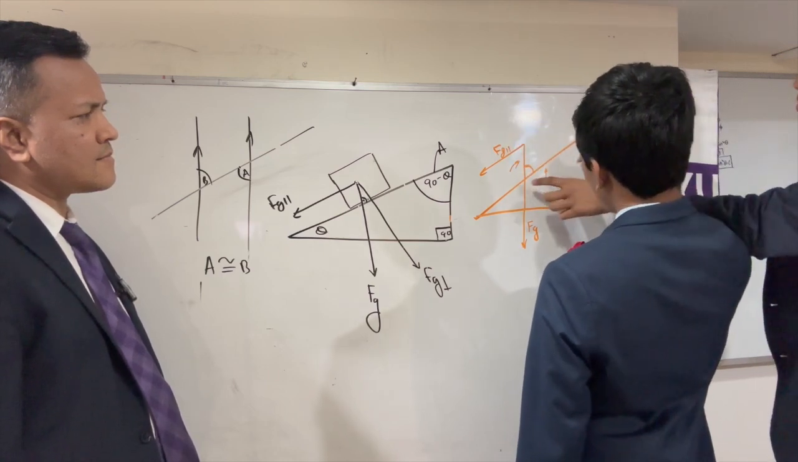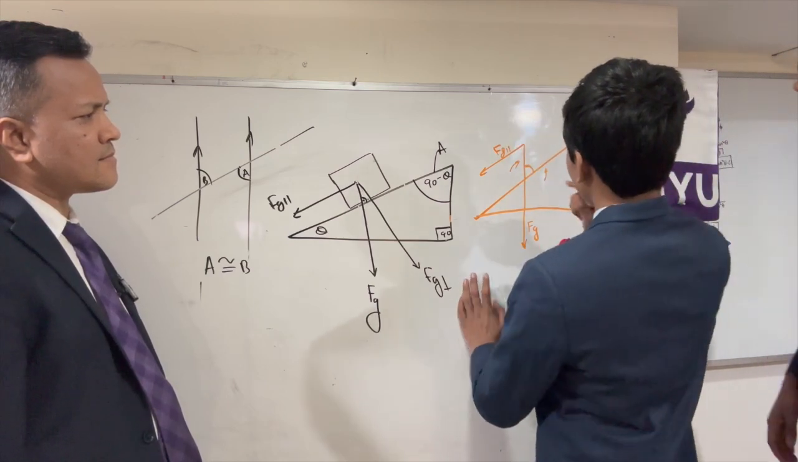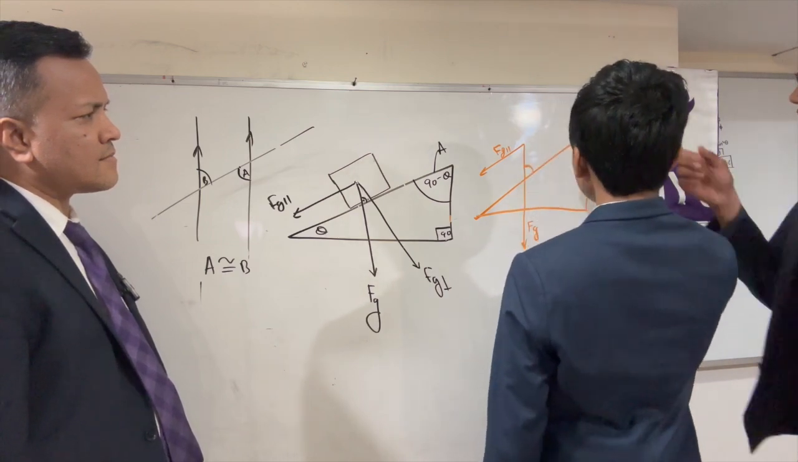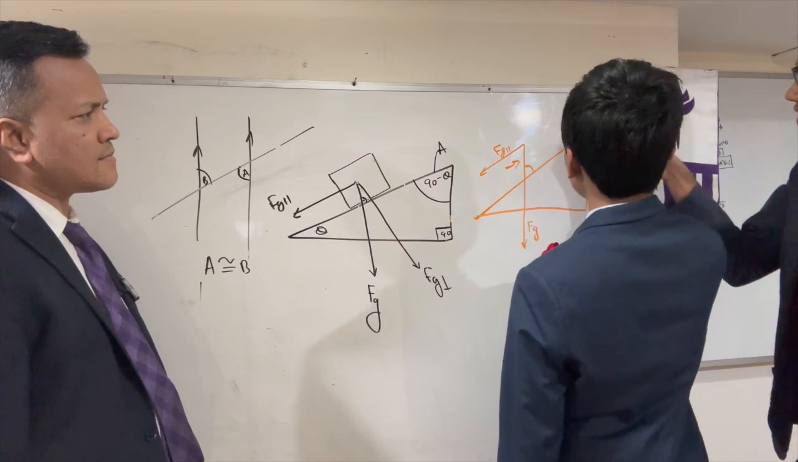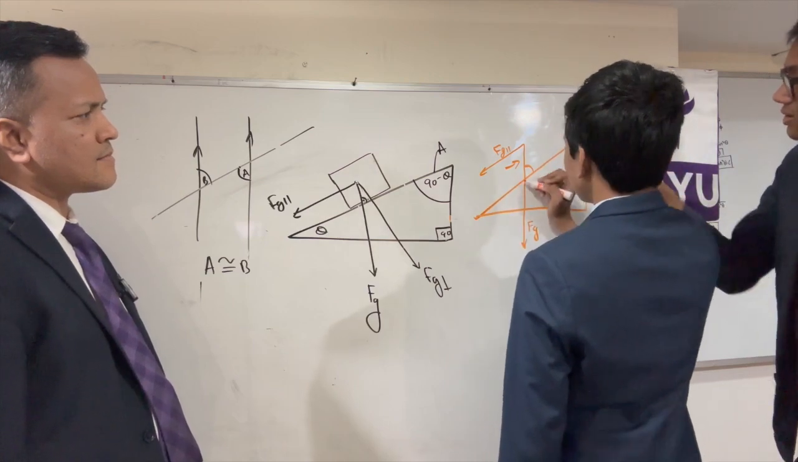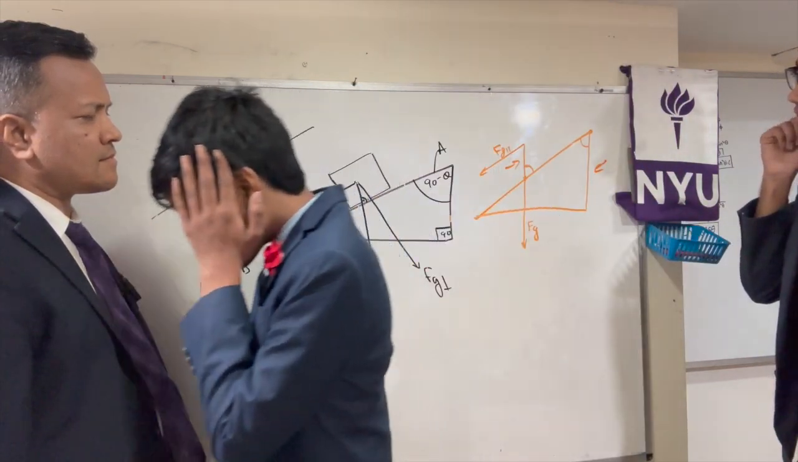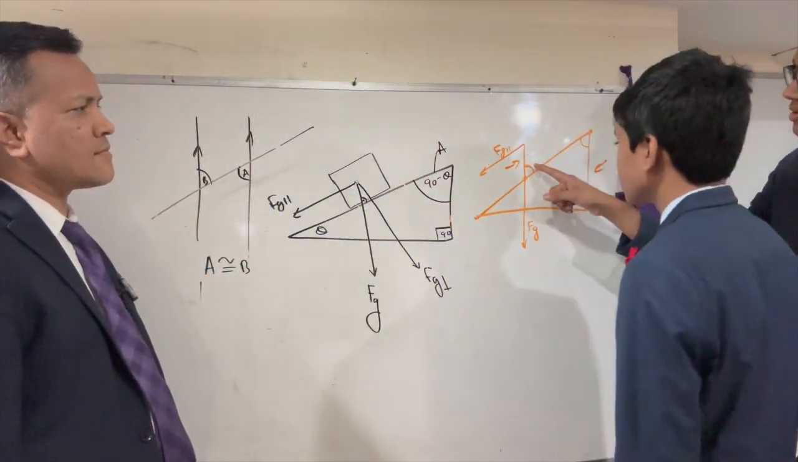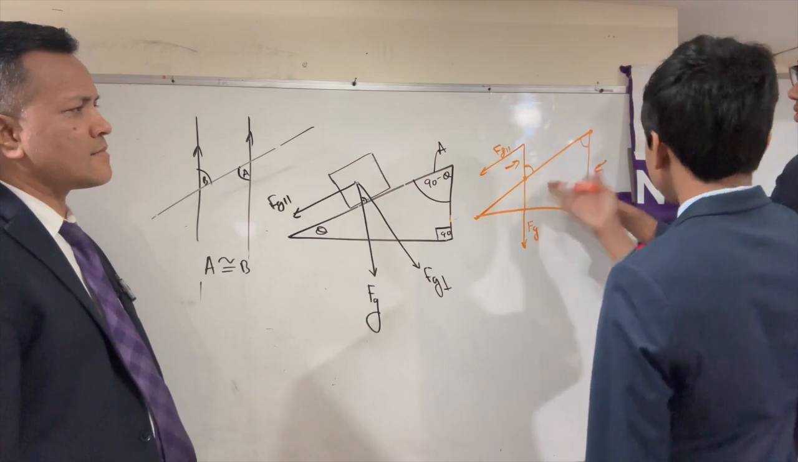No, these are the two. Okay, I'm sorry. No, it's okay. I think you're right. These two are parallel, which means that these are the two alternate interior angles. That's it. I think that's all you needed to show. Yeah, this is correct.